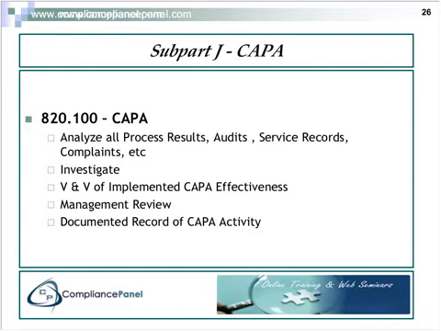Under the CAPA, there's the requirement to analyze all process results, audits, service records, complaints, etc., to see where you can improve the product, or even identify where the product is not safe and effective where it was supposed to be. So there has to be an investigation made. And then there has to be verification and validation of the implemented CAPA's effectiveness. If you're going to change a process, or if you implement a change to the device related to an audit finding, or because a corrective and preventive action is necessary, you need to validate that when you implemented that CAPA, it actually did what it was supposed to do.